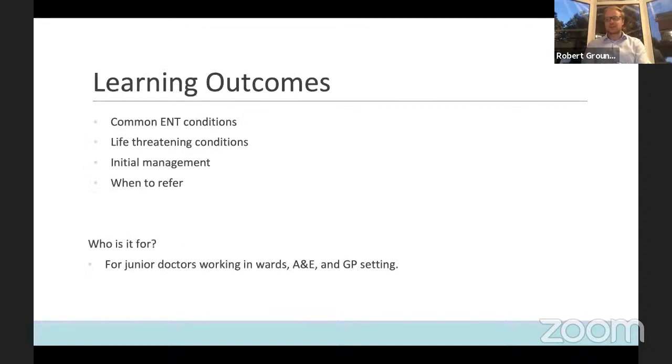I wanted to focus these things on things that we see commonly. We've done talks before where we've covered the life-threatening conditions, but they don't actually come up very often. So I wanted to make a mix of both. And so we've got common conditions tonight, but also just having a think about what we might do in some life-threatening situations, when you might want to refer, what initial management is appropriate to take, and so forth.